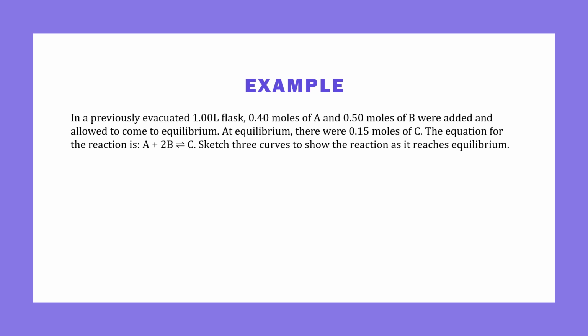So let's go ahead and start out our axes here. And at the very beginning, we didn't have any C because it said just A and B were added in, so I don't have any C. And I'm going to try to label this nice and neat. 0.1, 0.2, 0.3, 0.4, 0.5. And so that is where B is starting, and 0.4 is where A is starting.